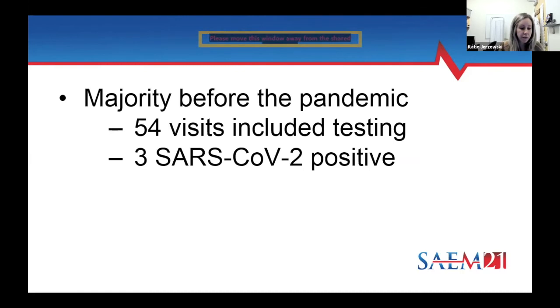Only 54 visits included testing for SARS-CoV-2. 3 of those were positive. All 3 of these positive visits presented to the emergency department, and none of them had bacteremia.